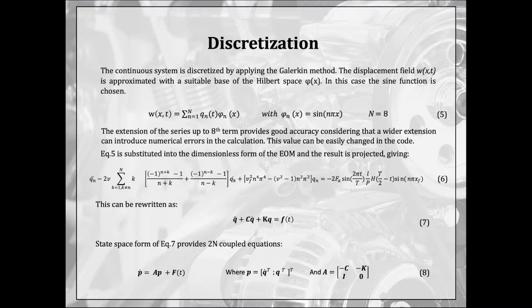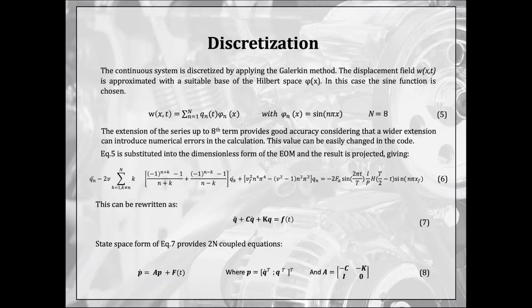The continuous system is discretized using the Galerkin method, and then the displacement field is approximated on a basis of the Hilbert space. The sine function is chosen to implement the Galerkin method, as it respects the geometric boundary conditions, i.e. the displacements of the beam ends. The displacement field expansion is taken to n terms. In our case, we used 8.